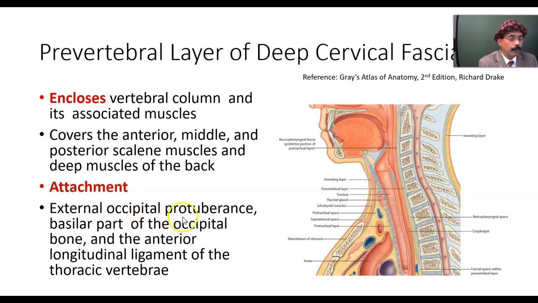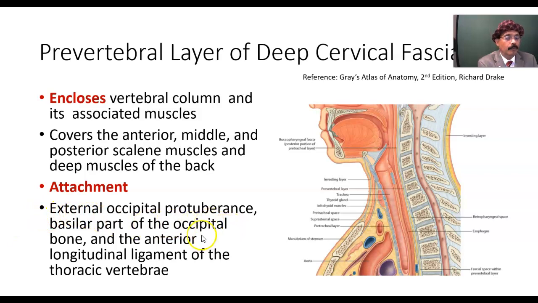Attachment to the external occipital protuberance, basilar part of the occipital bone, and the anterior longitudinal ligament of the thoracic vertebra. So we have the prevertebral layer of the deep cervical fascia. It again has two layers, anterior layer and posterior layer. In between, a space is present inside the prevertebral fascia. Some books say it is a danger area. Okay, the danger space between the anterior and posterior layer of the prevertebral fascia in front of the vertebral column.